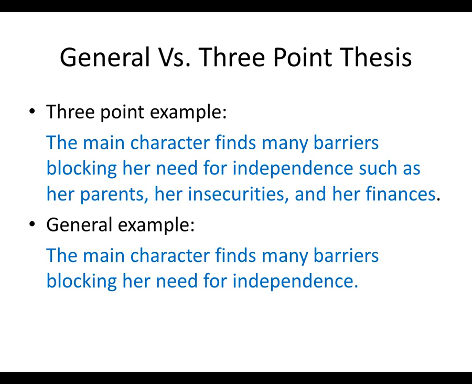Here's an example. The main character finds many barriers blocking her need for independence, such as her parents, her insecurities, and her finances. The same sentence can easily be rewritten to form a general thesis by removing references to the points you will discuss in the paper. The main character finds many barriers blocking her need for independence. The general thesis is better than a three-point thesis because otherwise your writing can start to sound repetitive.